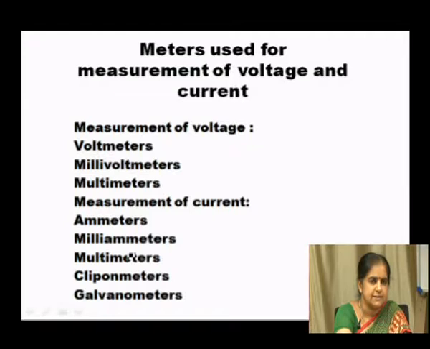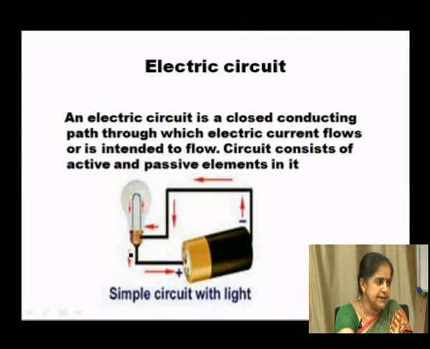This slide shows an electric circuit. So what is an electric circuit? A circuit is nothing but a closed conducting path through which the electric current flows or is intended to flow. The arrow shows the flow of electric current in the circuit. This circuit consists of two types of elements: one is called the active element and the other is called the passive element. The active element is the source of electrical energy, and the passive element consumes electrical energy. These two elements are connected by means of conducting material, and the electrons start flowing from the active element to the passive element, which constitutes electric current. This closed path which carries electrons is known as the electric circuit.